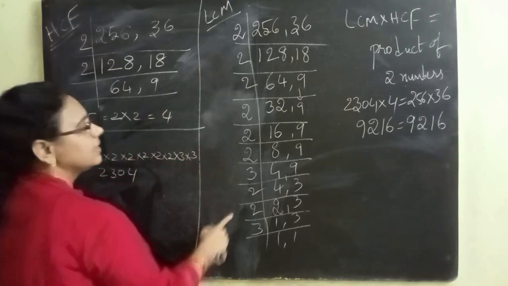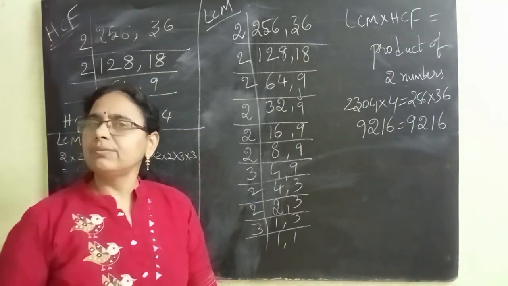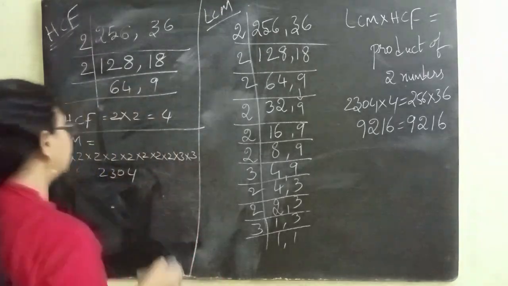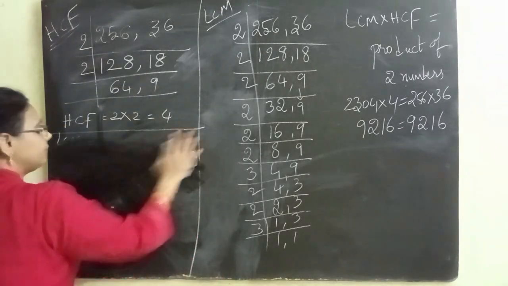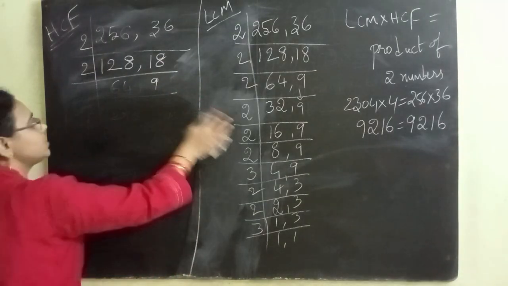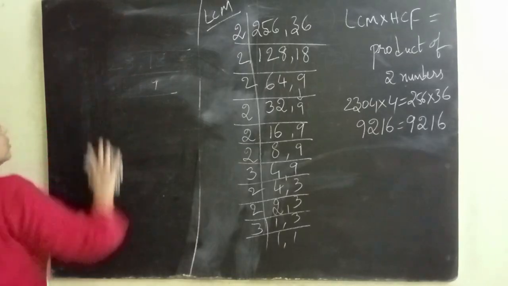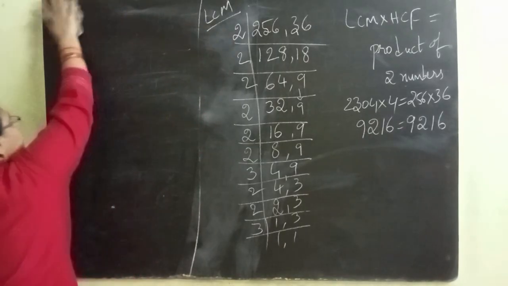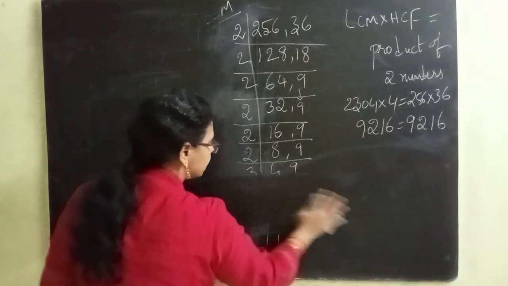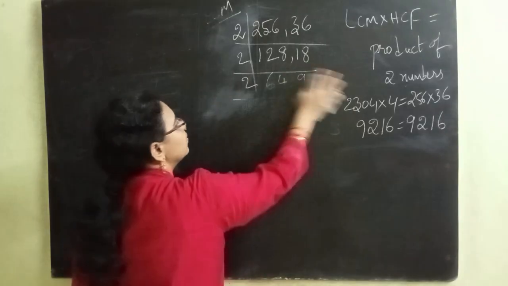But somewhere we will miss. Here 8 2's are there. By mistake we will write only 7 2's, and we won't get the answer. So very carefully you have to move through the prime factorization. How many 2's did we get? How many 3's did we get? Carefully check it, then continue the sum. Understand?